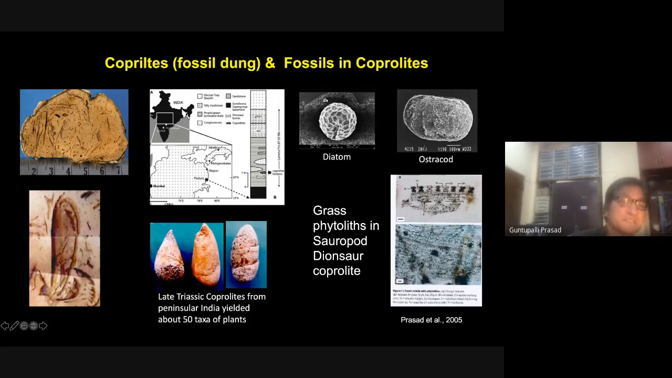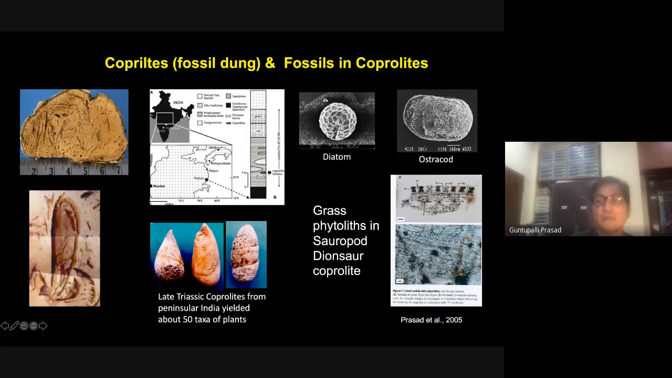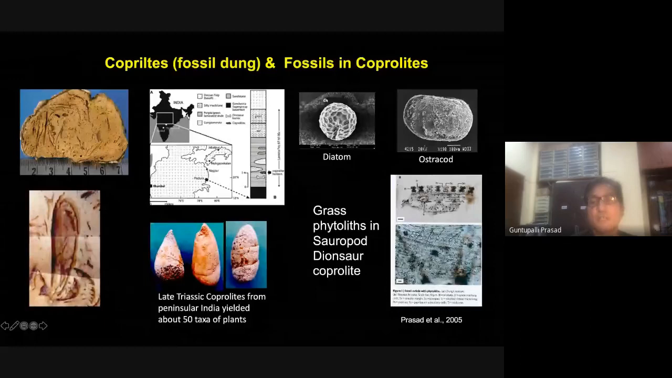When this coprolite was analyzed, it was macerated, dissolved. Lots of microfossils like these, ostracods, diatoms were found. And one important thing that was found is the silica cells, the spindle-shaped silica cells, which are known as phytoliths. And phytoliths are generally found in grasses.